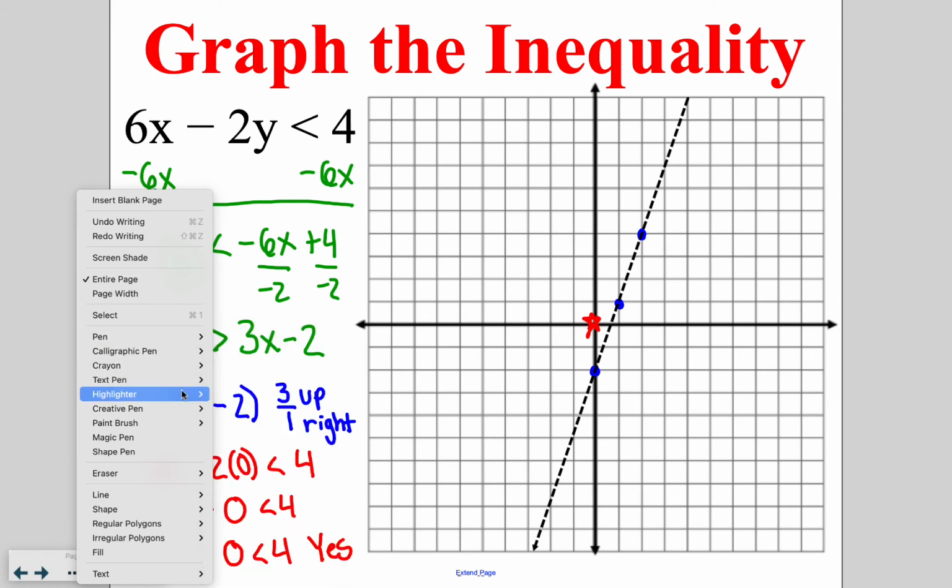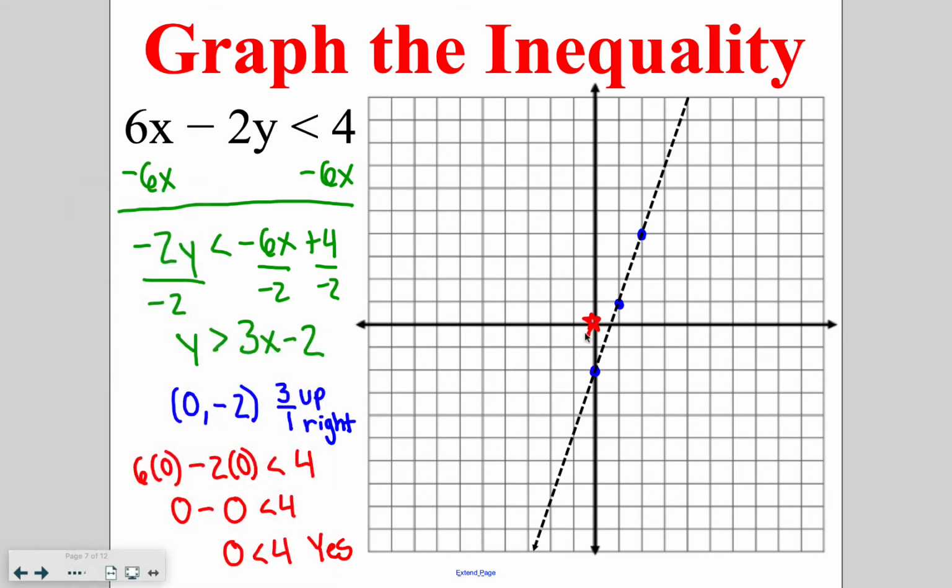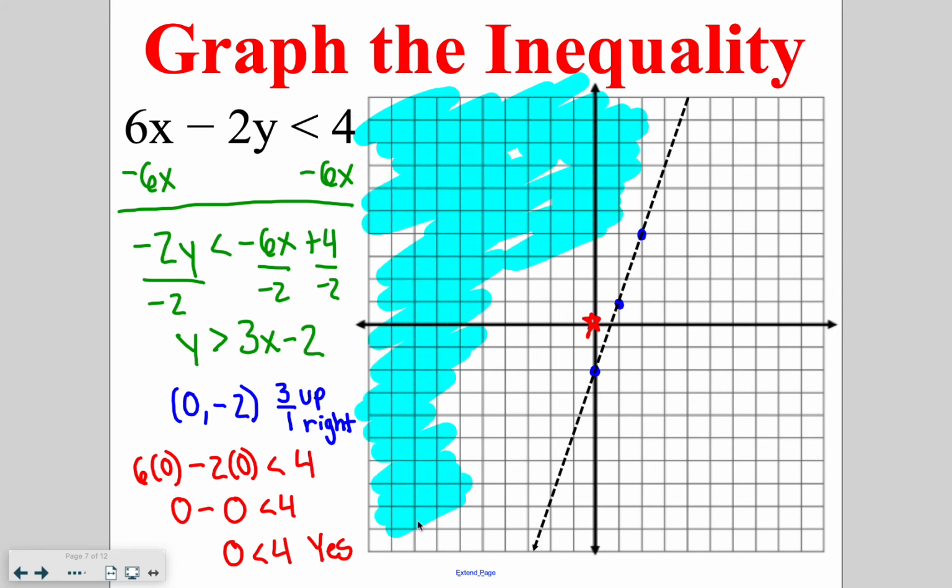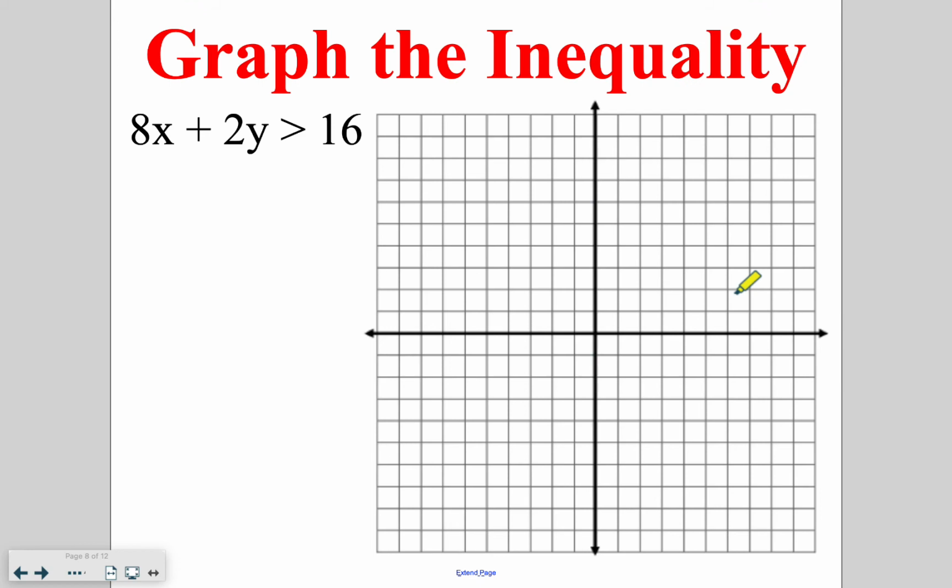So once again then, I'm going to go ahead and highlight the side that works. In this case, that's going to include my test point. So everything in this case that is going to be to the left, all of these points that are to the left, once again, you want to make sure you don't cross over that line. A little bit more difficult on the computer, should be a little easier to shade when you are using paper and pencil, but we want to shade in that whole side. So any single coordinate pair that would fall on this side of the line is a solution. Any coordinate pair that falls on the opposite side of the line is not. Go ahead and try this one on your own.